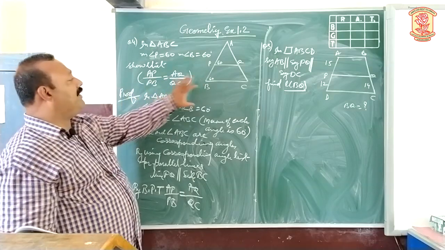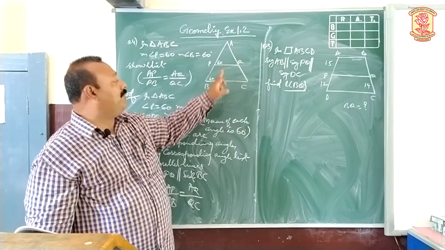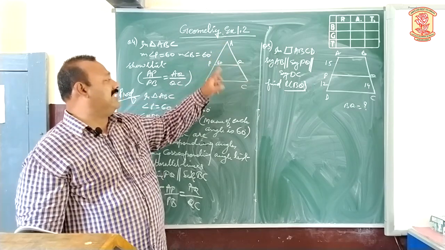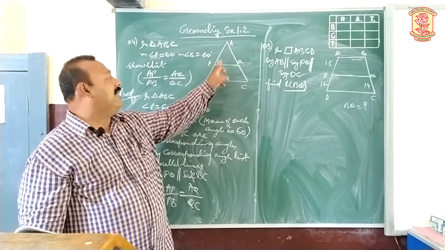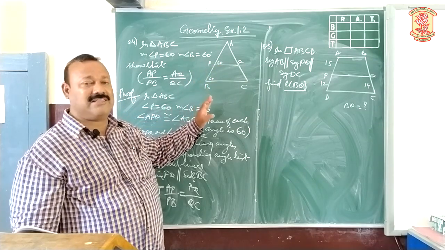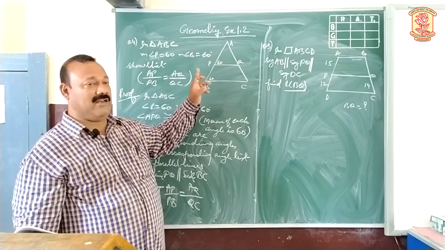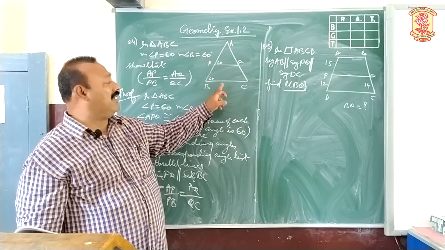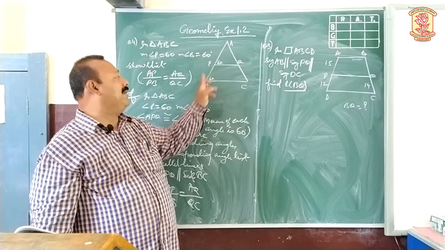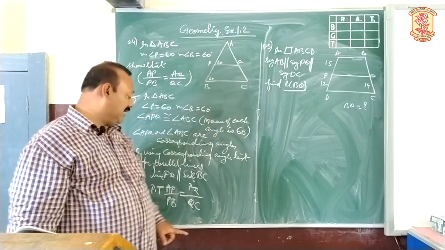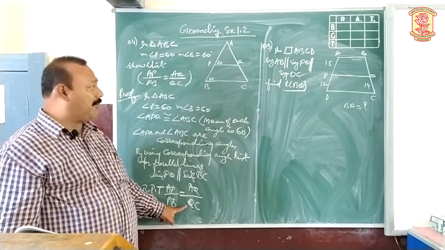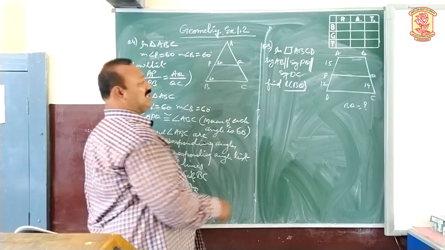Now refer to the figure. Why does PQ become parallel to side BC? Measure of angle APQ is 60, measure of angle ABC is 60. Both the angles are congruent as they are corresponding angles. By using the corresponding angle test for parallel lines, line PQ becomes parallel to side BC, and hence directly you can make use of AP upon PB equals AQ upon QC. That proves the result. Now refer to the next question.